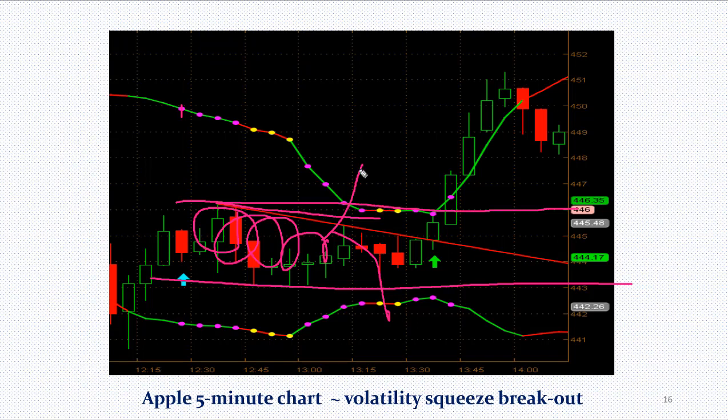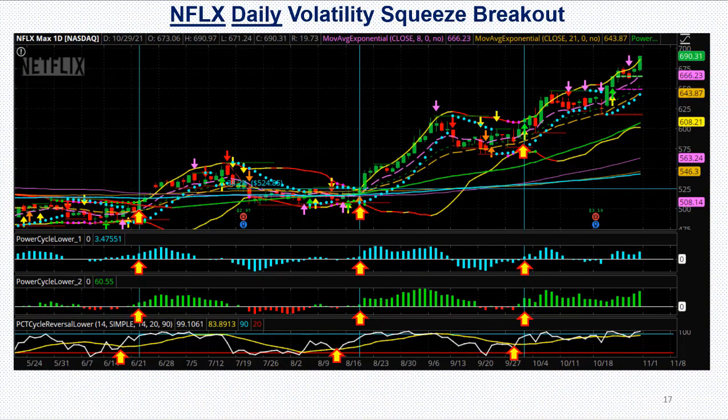But then we want to know what's the potential direction. And so we're going to use our momentum indicators to give us probable direction, either up or down, for the breakout. So here's a really good example with Netflix. This is the daily time frame. Now with this you can see here's the squeeze. So you can see all the dots. The green dots indicate that the momentum is to the upside, and if you see purple or magenta, it means to the downside.